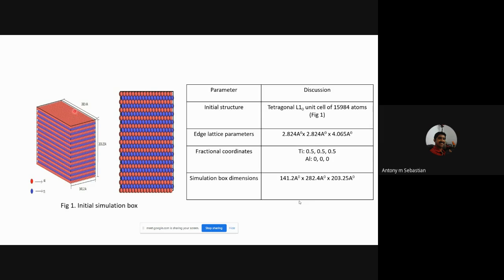And you can see the simulation box. The final simulation box which I have designed has dimensions of 141.2 angstrom, 282.4 angstrom, and 203.25 angstrom respectively, as you can see from Figure 1, the initial simulation box.